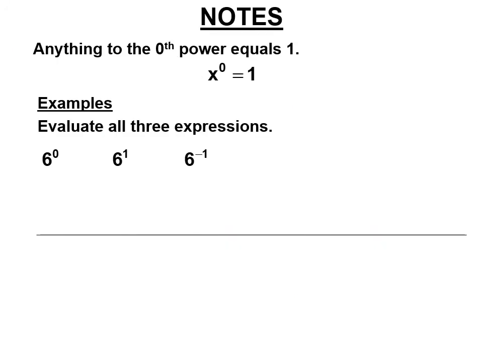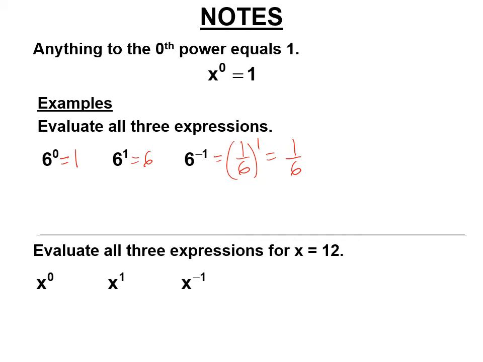Now, it turns out anything to the 0 power equals 1. It doesn't matter what x is, x to the 0 will always equal 1. Now, I want you to do all three of these and make sure you know that they have three different answers. 6 to the 0 is 1. Anything to the 0 power is 1. 6 to the first is 6. 6 to the negative first is 1/6. You can skip this step. It's 1/6 to the first, which is 1/6.